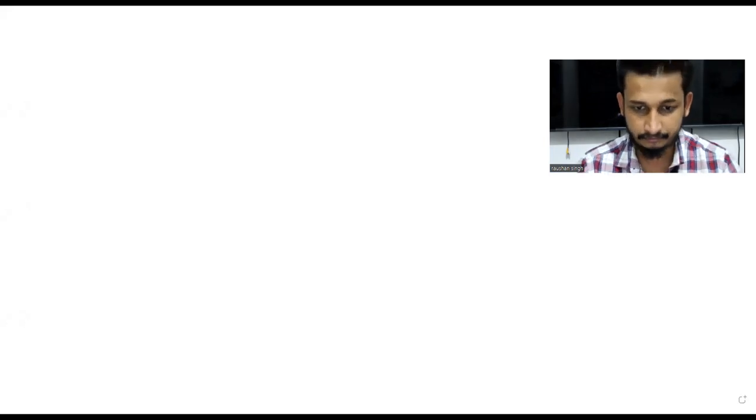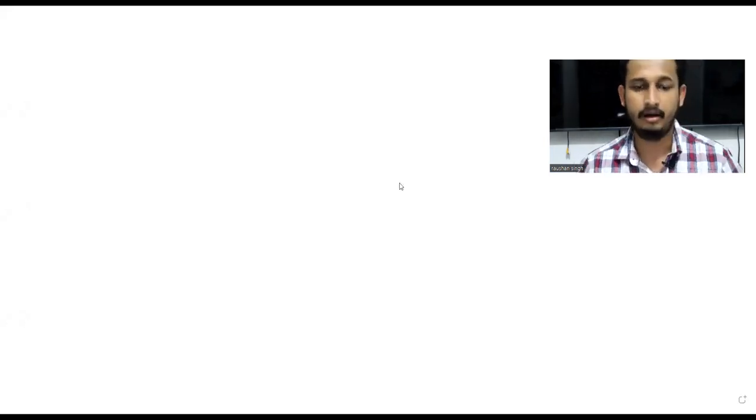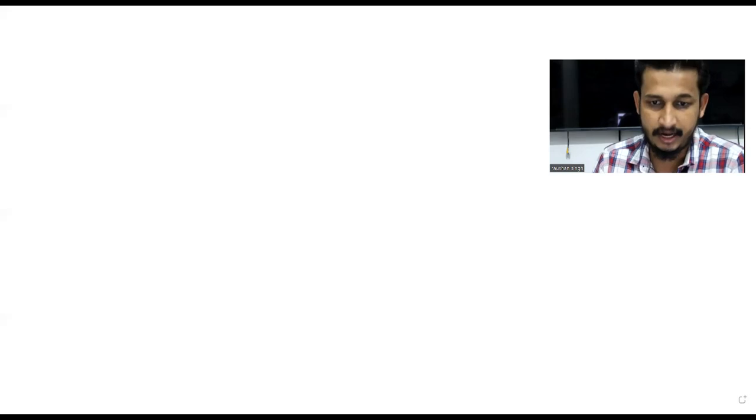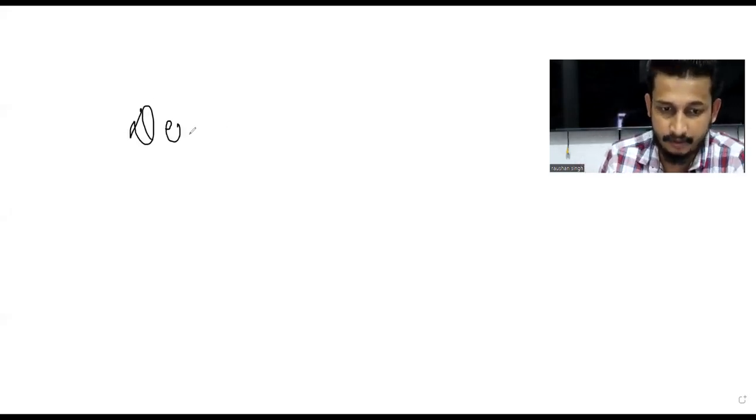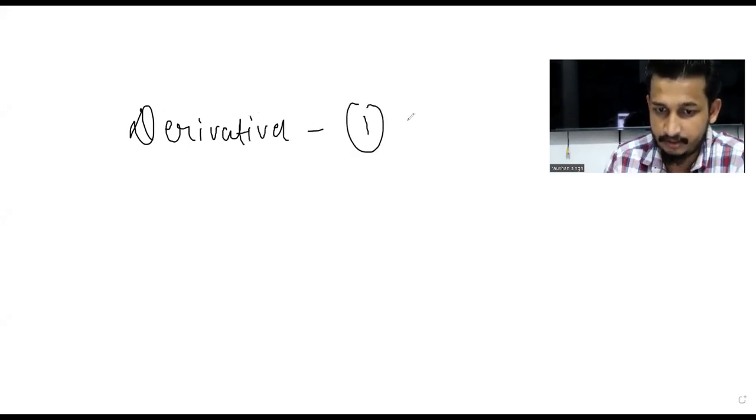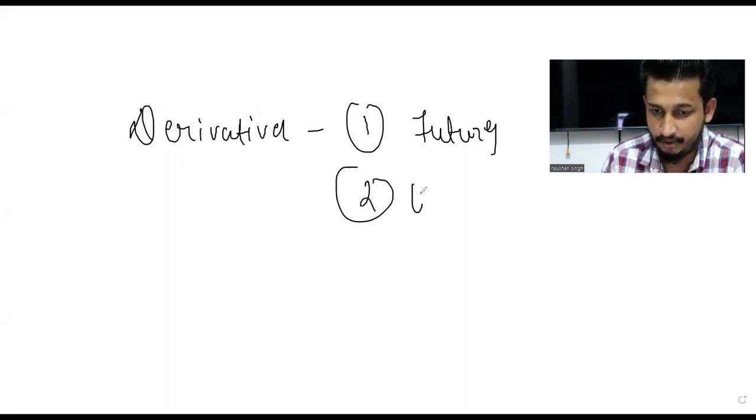All right. So basically, the option is a derivative. Okay. So if you remember, I told you derivatives are of two types. Derivatives दो तरीके के होते हैं. One is futures, and the other one is options. We have studied enough about futures.